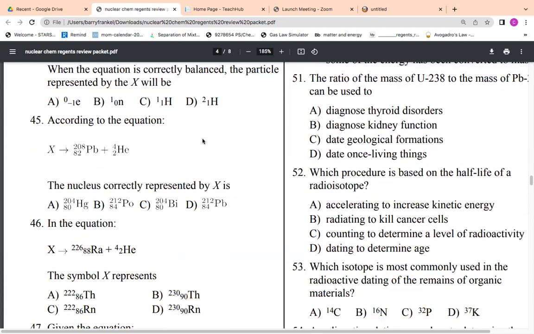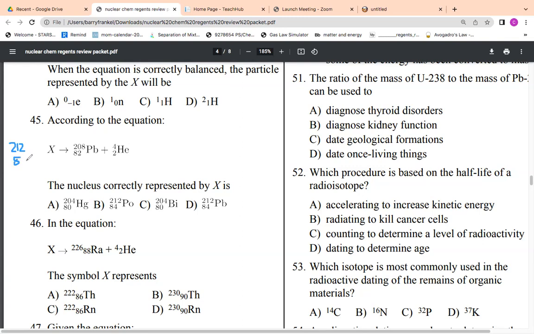All right, next one. According to the equation, the nucleus correctly represented by X is, so some element is going through alpha decay, and we need to figure out which one it is. So again, everything has to be balanced, just like a math equation. On the top here, I see that my total needs to be 212, and I also see that the bottom needs to be 84.